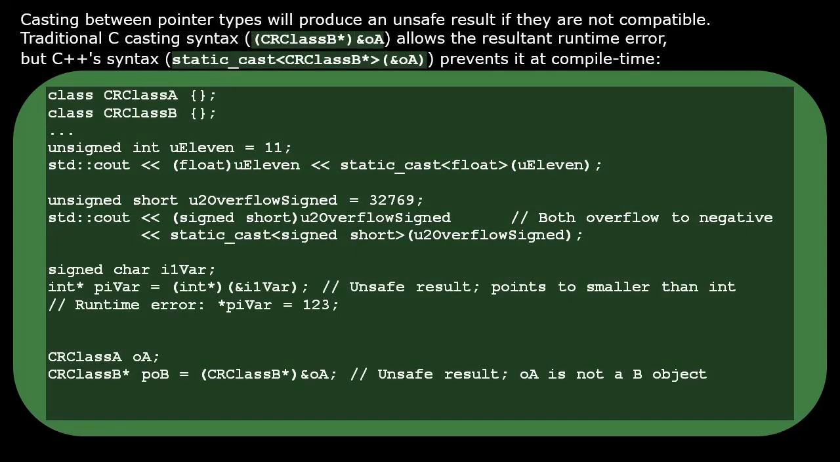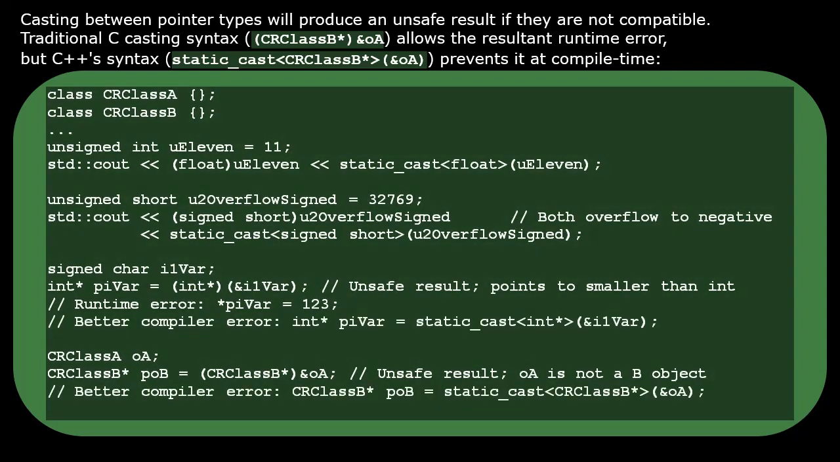One advantage of the newer C++ syntax involves casting between pointer types. Doing that is unsafe if the pointer types are not compatible with each other. Traditional C syntax would allow the resultant runtime error, but C++'s syntax prevents that at compile time.